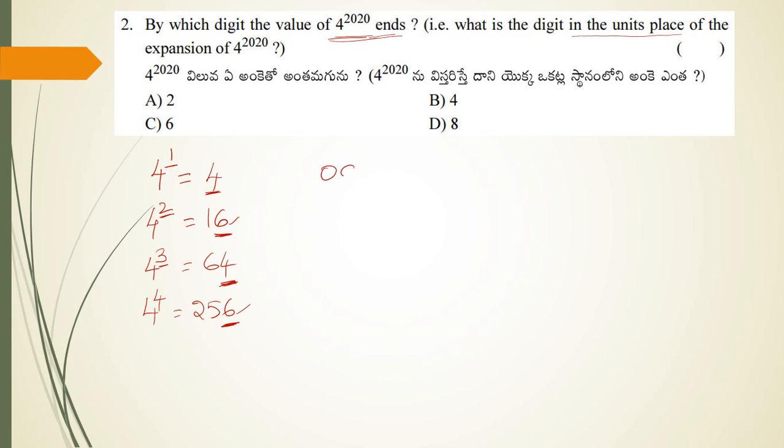If you have an odd power, it ends with 4. If you have an even power, it ends with 6. Here the given power is 2020, and 2020 is an even number, so it ends with 6. So the answer is 6.